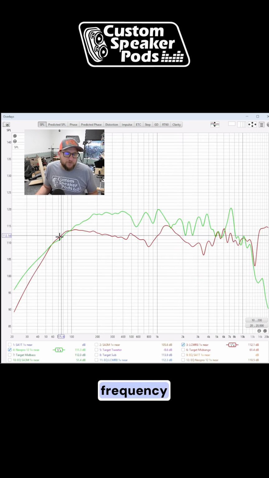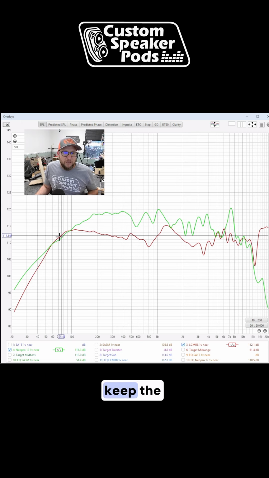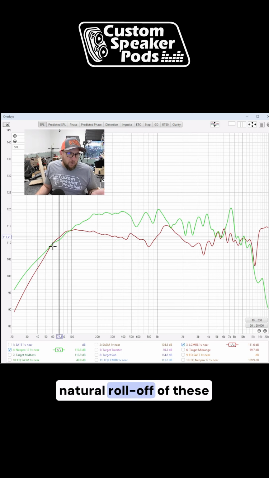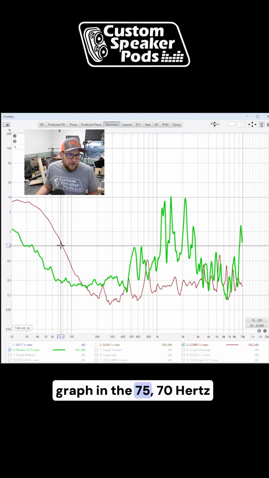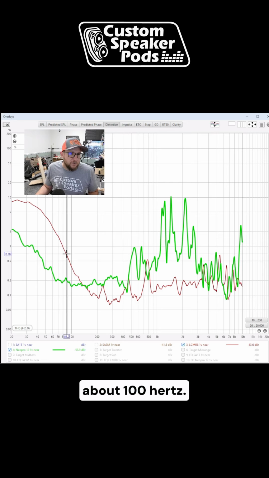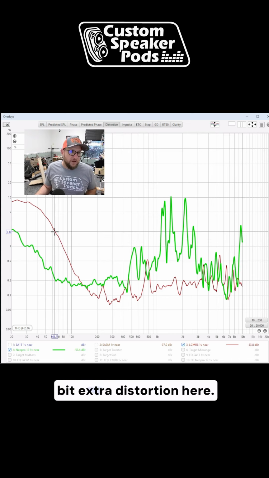Setting the high-pass frequency for the mid-bass speakers is very important as well. We want the mid-bass speakers to play as low as possible in order to keep the subwoofer from playing any high frequencies. Right now our limitation is the natural roll-off of these two speakers, which happens around 80, 70, 75 Hz. We can look at the distortion graph in the 75, 70 Hz range and notice that the 12-inch doesn't have hardly any distortion down low. The 8-inch starts rising about 100 Hz. However, low-end distortion is not as audible as high-end distortion, so we can get away with a little bit extra distortion here.